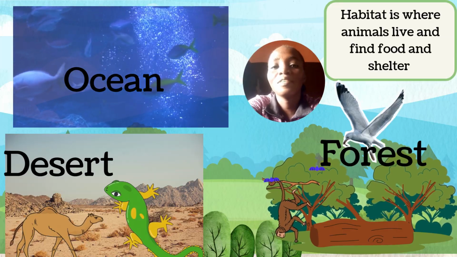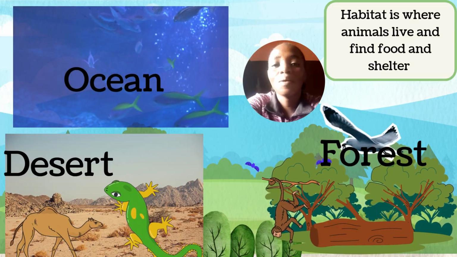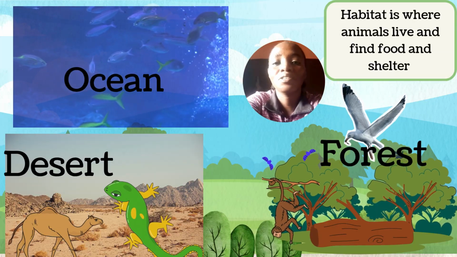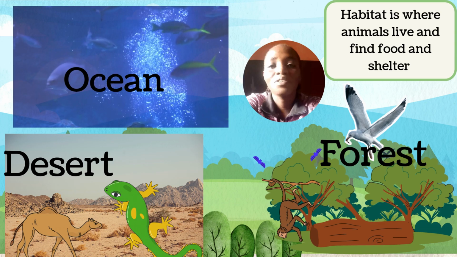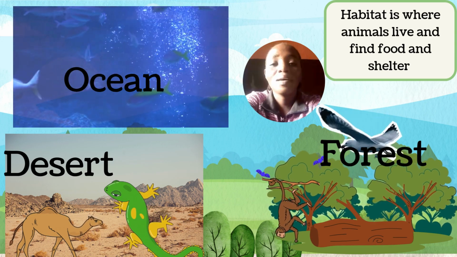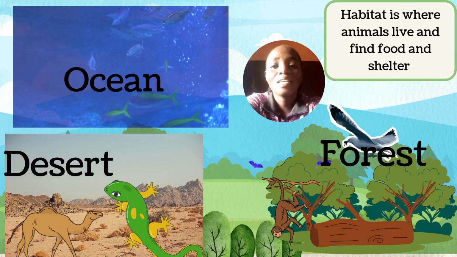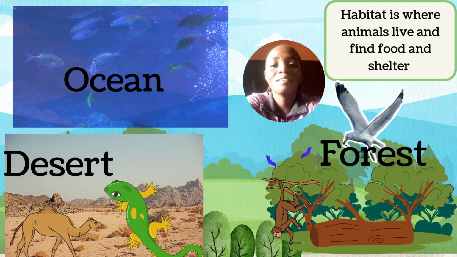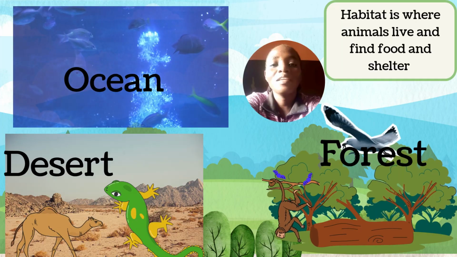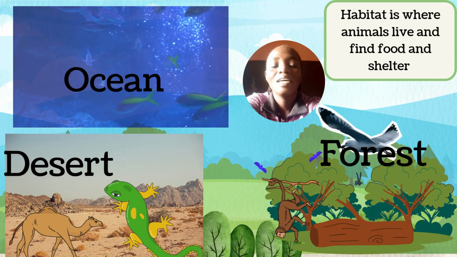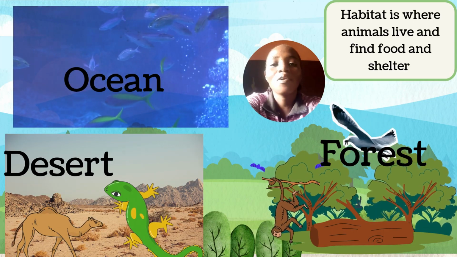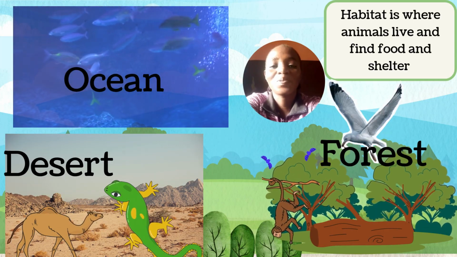Animals live in different places. For example, animals live in the ocean, and examples of animals that live in the ocean include fish. Some animals live in the desert. Examples of such include lizard and camel. There are some animals that live in the forest. For example, we have bird and monkey. You can see all of these animals on your screen.